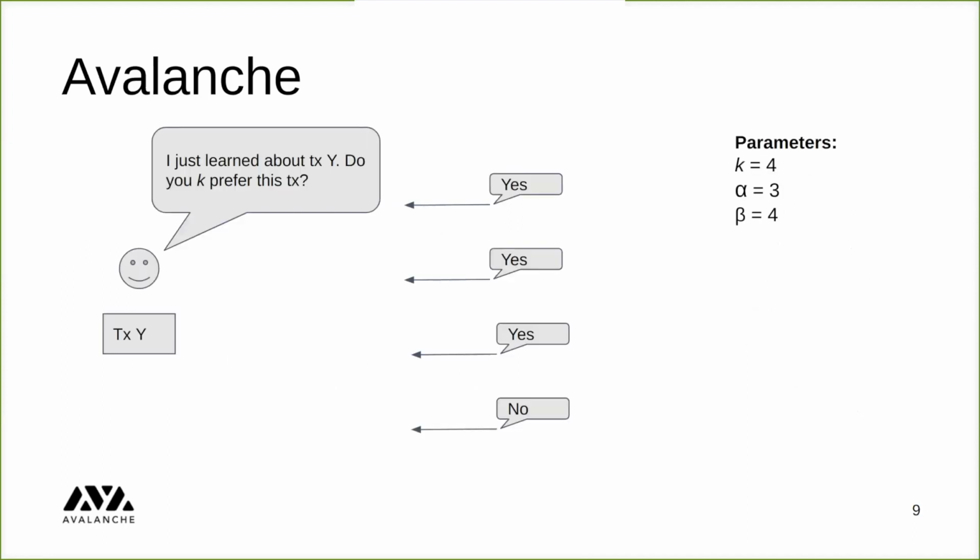Okay, so let's see how Avalanche works. Suppose that we've got this Avalanche network running, and the sample size is 4. The quorum size is 3, right? This is the alpha majority response that we need. And beta, the number of consecutive successes that we need, is 4.